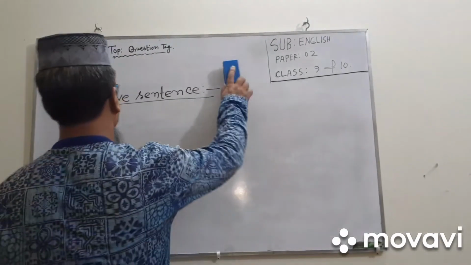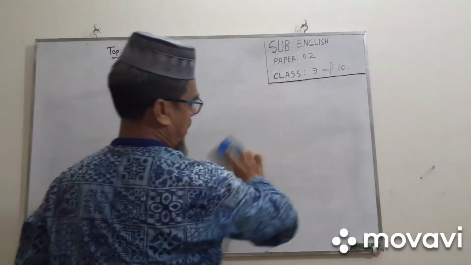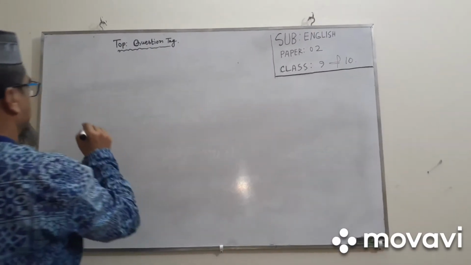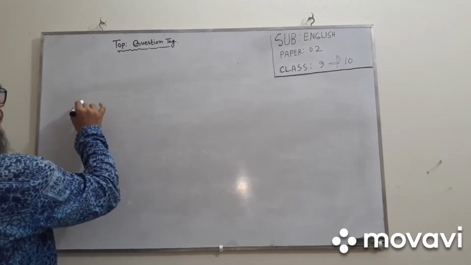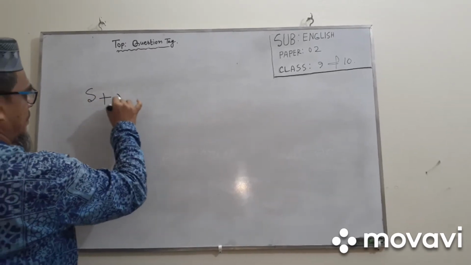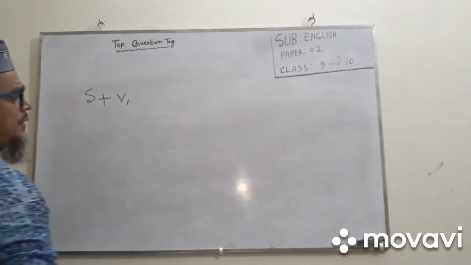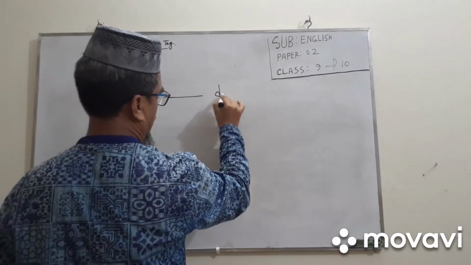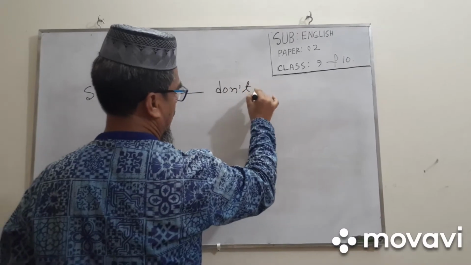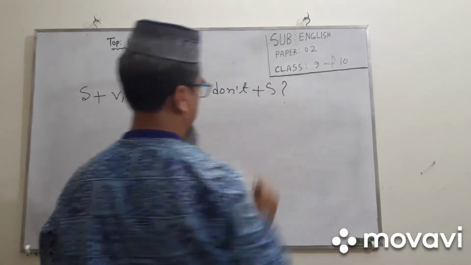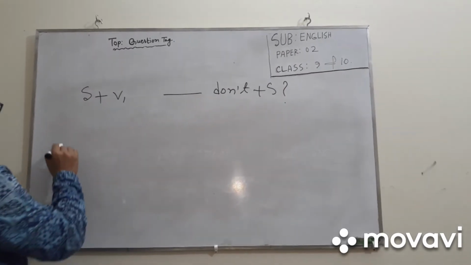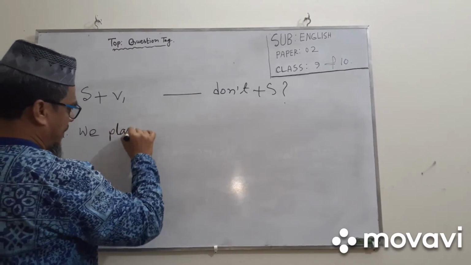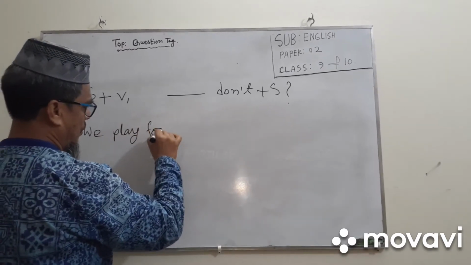Now we are going to discuss another subject. Structure: subject plus verb, that means V1. What? Don't plus subject. Okay. Example, we play football.